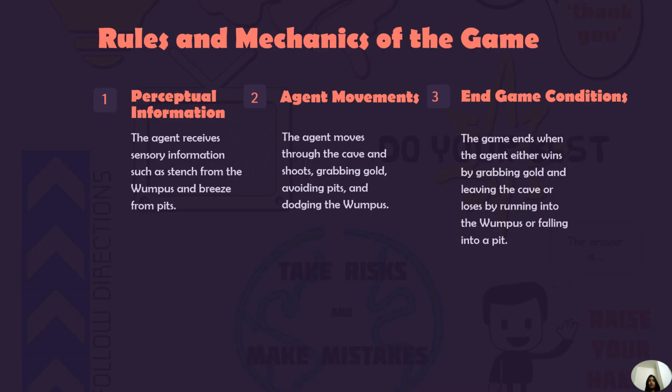Let us talk about rules and mechanics of the game. Perceptual information. The agent receives sensory information such as stench from the wumpus and breeze from pits. Agent movements. The agent moves through the cave and shoots, grabbing gold, avoiding pits, and dodging the wumpus. End game conditions. The game ends with the agent either winning by grabbing gold and leaving the cave, or losing by running into the wumpus or falling into a pit.